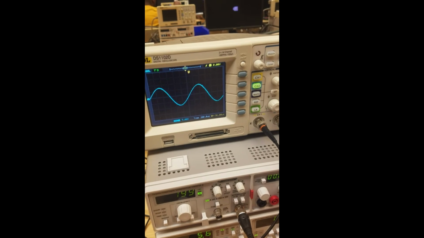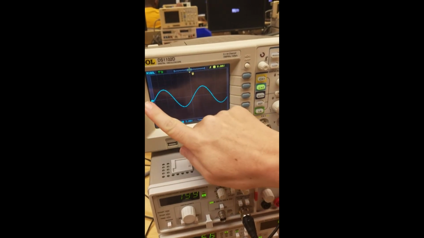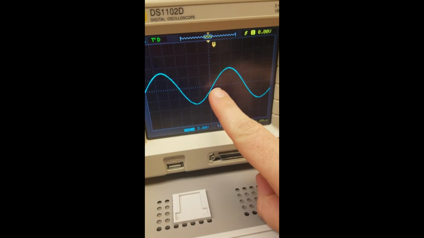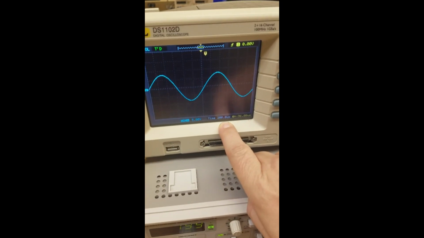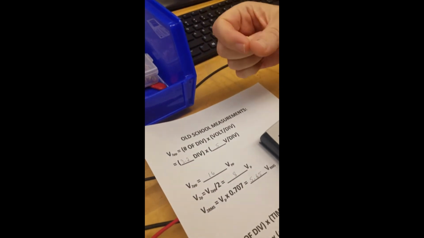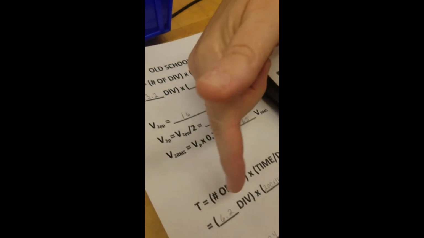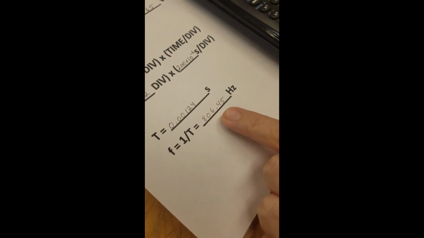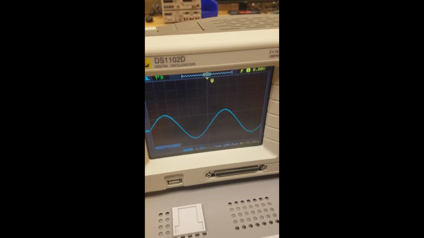Old school method for channel 2, we are going to do the exact same thing. Measure 1 complete cycle, 1, 2, 3, 4, 5, 6.2. And that, again, was 200 microseconds per division. So we have 6.2 divisions times 200 times 10 to the negative 6 seconds. And again, we get 0.00124 seconds. And when you divide 1 by that number, you get 806.45 hertz.